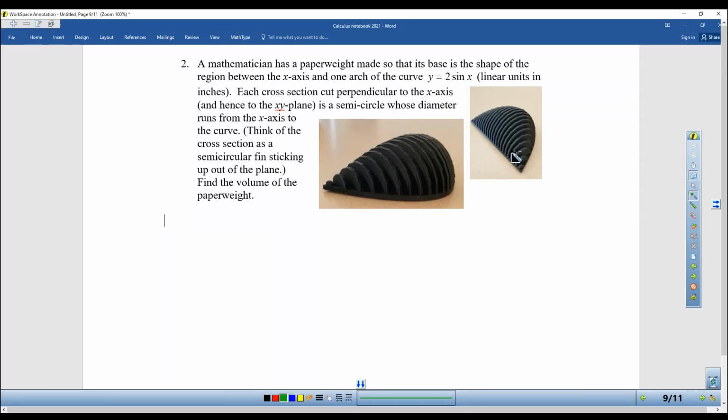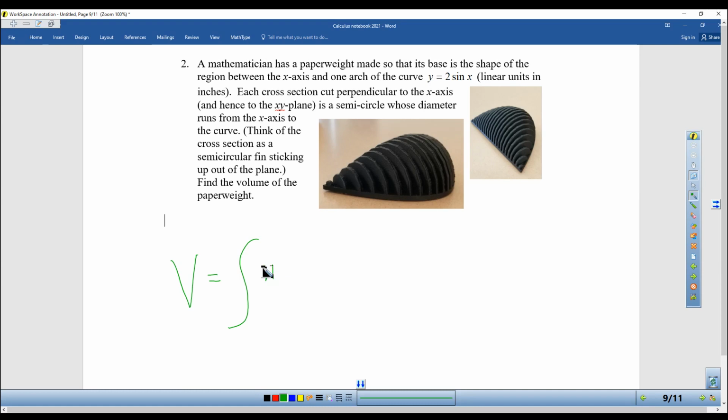And of course, if you covered it with something, paper mache or something, it would be a solid paperweight. But I purposely had him leave it open so that you could see what it looked like. So if you're going to run it through the slicer, then the volume is going to be the sum of all these different semicircles. So I'm going to add up semicircles.